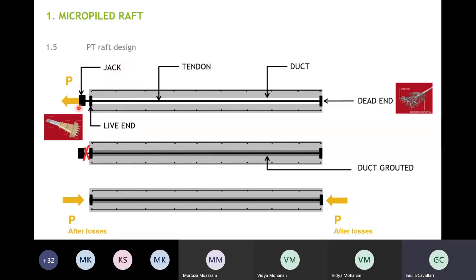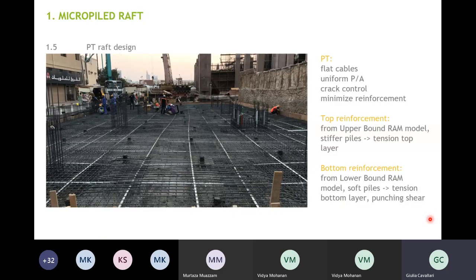Then a jack is inserted and the cables are pulled with a force. Once the cables are pulled, grout is injected in the duct, and the duct is completely filled with the grout, which is a material that is more fluid than concrete, so it's filling the duct completely. And then the tendons are cut, and finally the tendons that were in tension try to shorten and put the slab into compression.